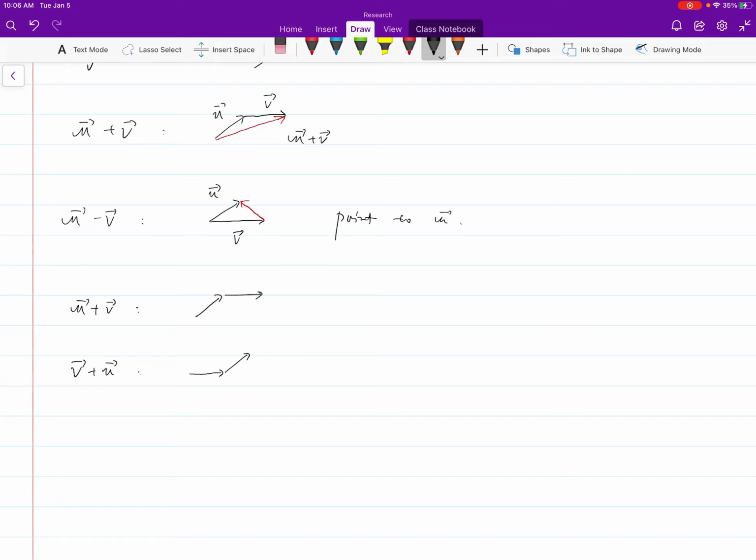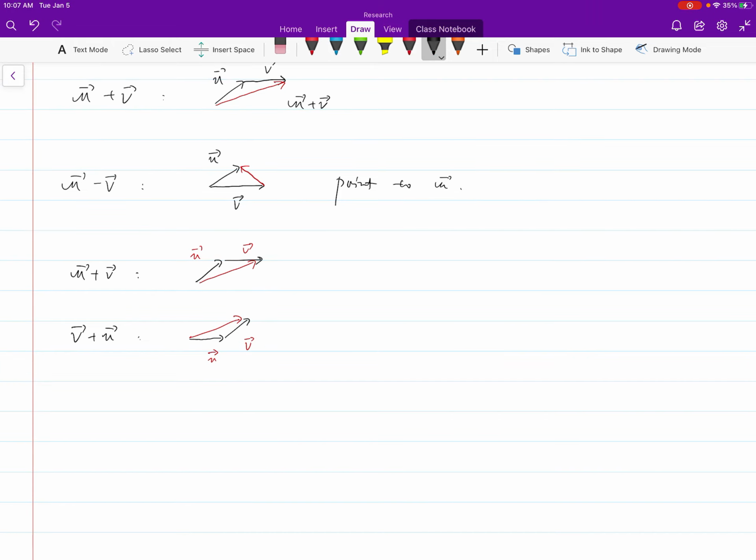That is, you start here, then you do this. This is what you get from u plus v: u first, v second. This is what you get from v plus u: v first, u second. And somehow they should be the same. Well, number one, by my drawing, they do look the same. But you cannot trust my drawing.